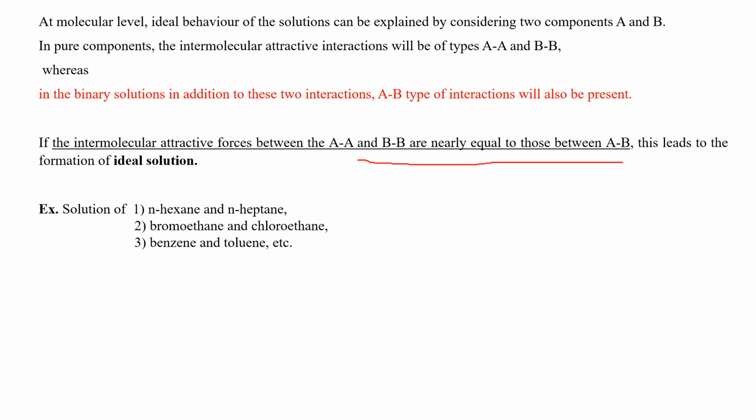There are some examples of ideal solutions. Ideal solutions can be a mixture of n-hexane and n-heptane, a mixture of bromoethane and chloroethane, or a mixture of benzene and toluene. Such types of mixtures are known as ideal solutions.